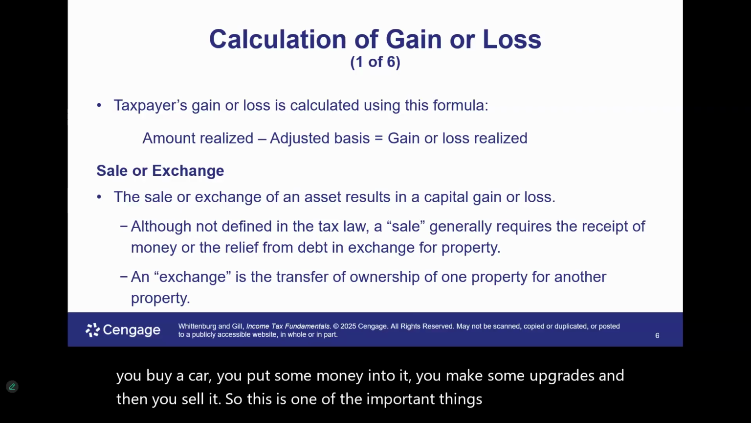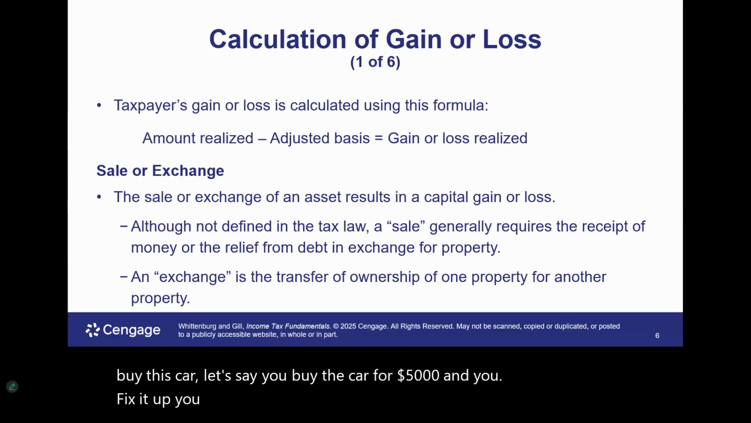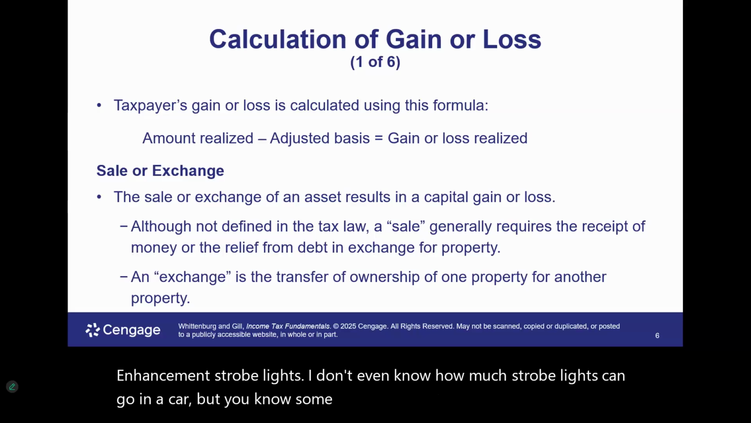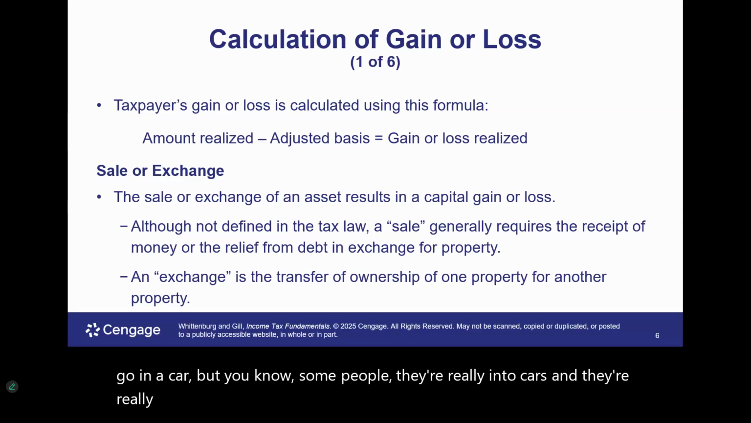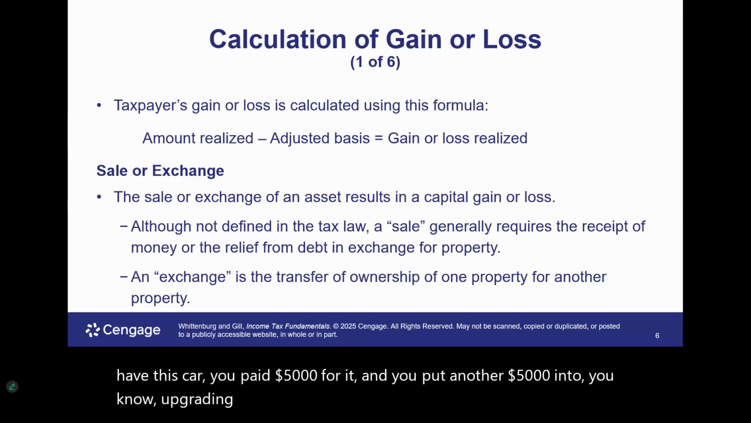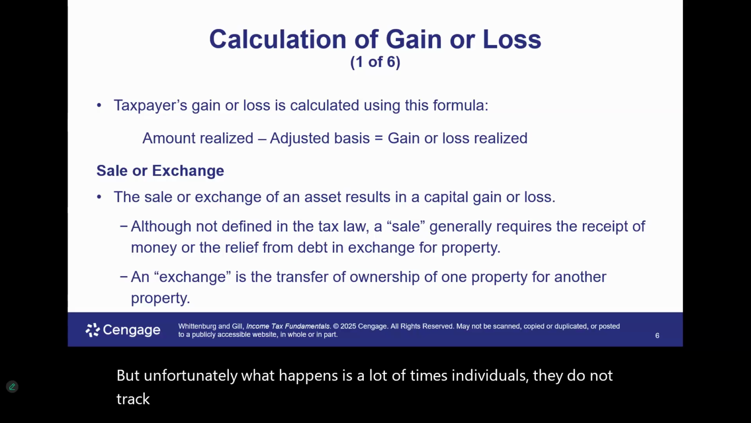In the event that you buy this car, let's say you buy the car for $5,000 and you fix it up, you put in some great enhancements, strobe lights. I don't even know if strobe lights can go on a car, but some people are really into cars and they put a lot of money into fixing them up, right? So let's say you paid $5,000 for it, and you put another $5,000 into upgrading this car. In such case, your basis in the car is now $10,000. But unfortunately, a lot of times individuals do not track the improvements that they have made.